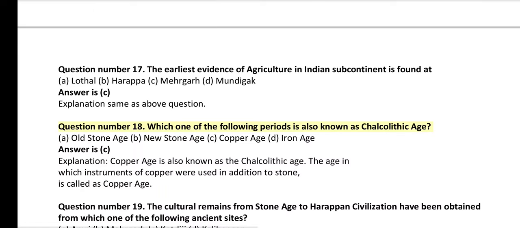Question number 18. Which one of the following periods is also known as Chalcolithic Age? A. Old Stone Age. B. New Stone Age. C. Copper Age. D. Iron Age. Answer is C. Explanation. Copper Age is also known as the Chalcolithic Age. The age in which instruments of copper were used in addition to stone is called the Copper Age.